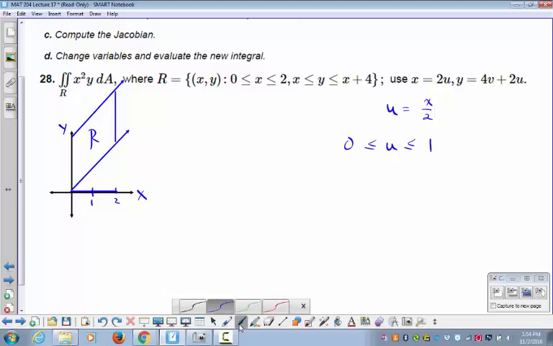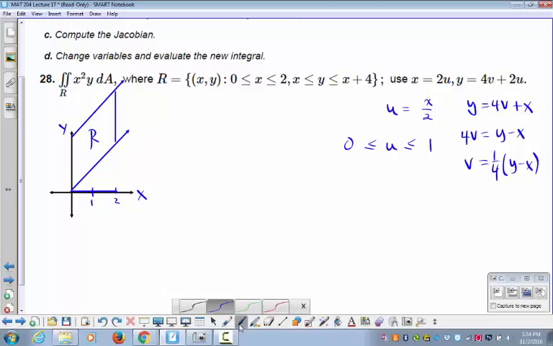And then v, we're going to have to do a little substitution here. So 2u is equal to x, so we have y equals 4v plus x. So 4v will be equal to y minus x, and v will be equal to 1/4 (y minus x).